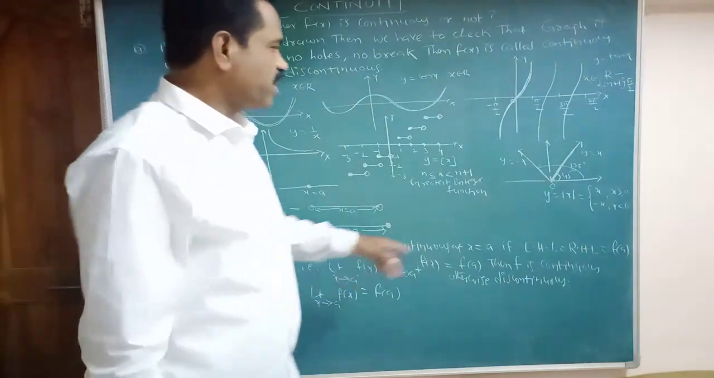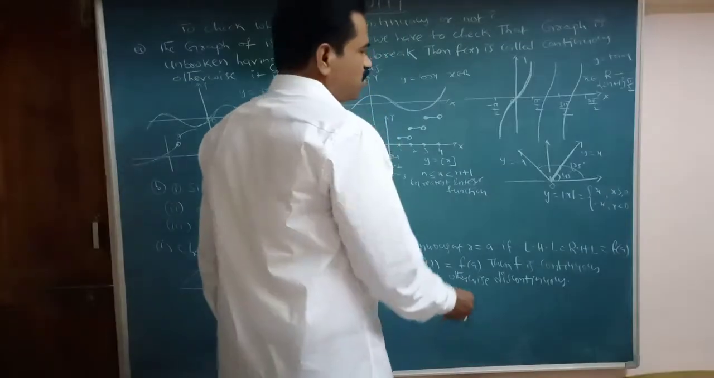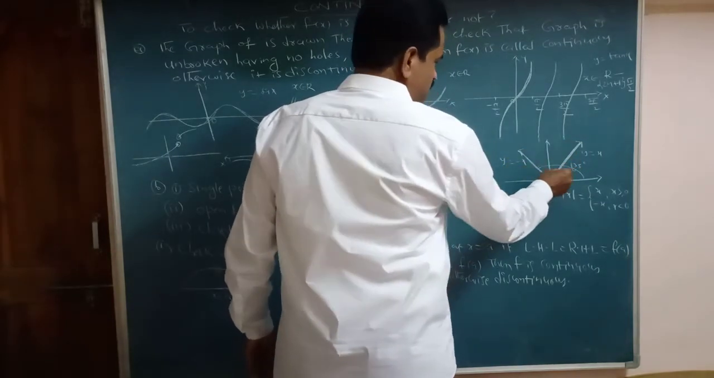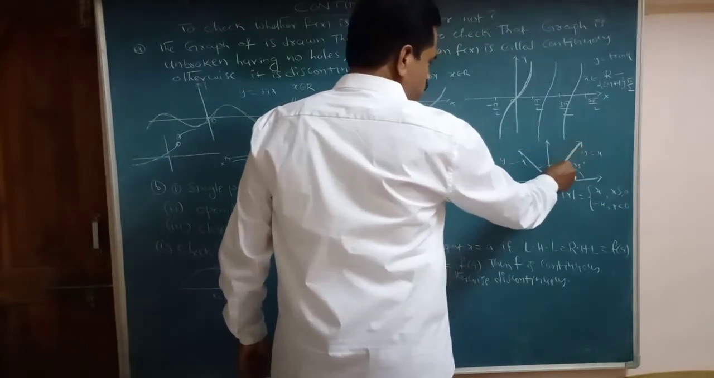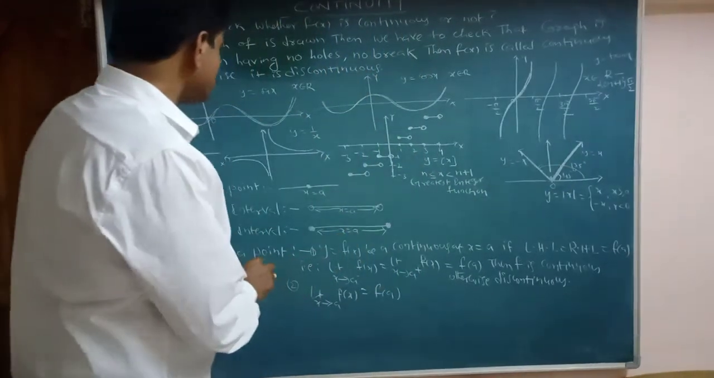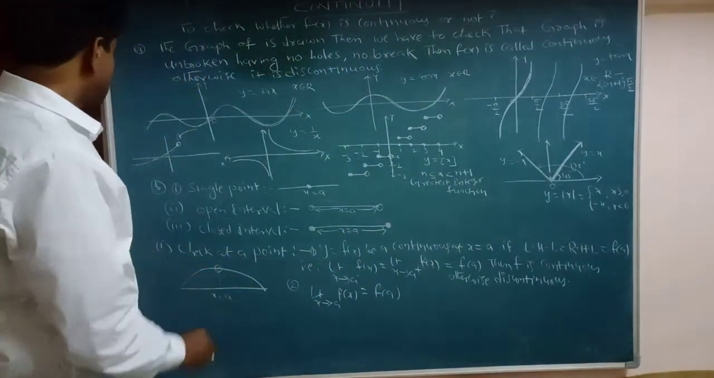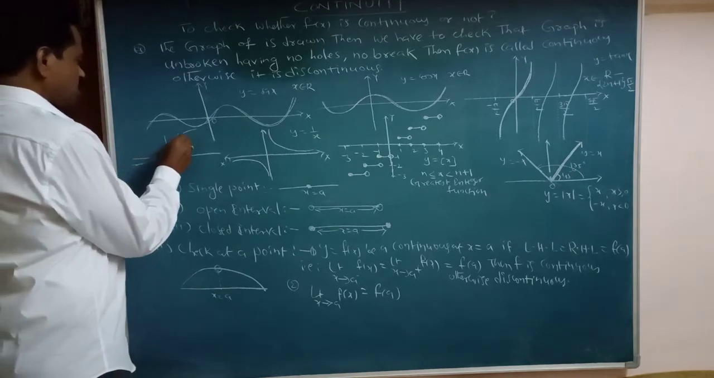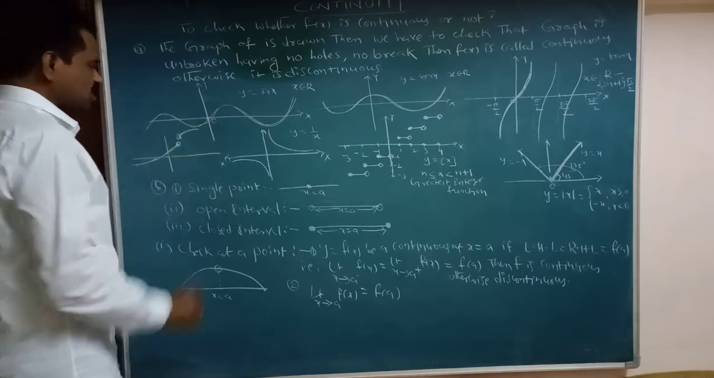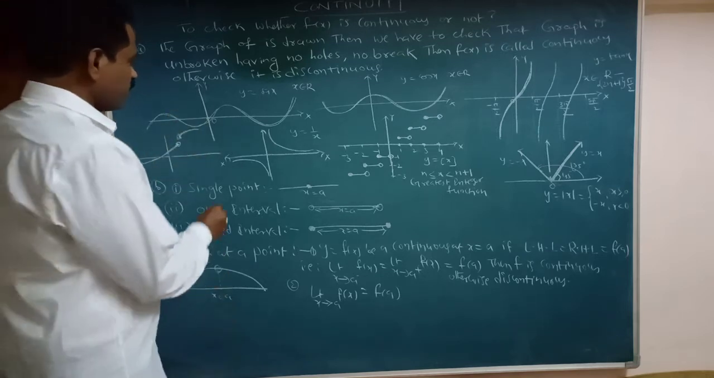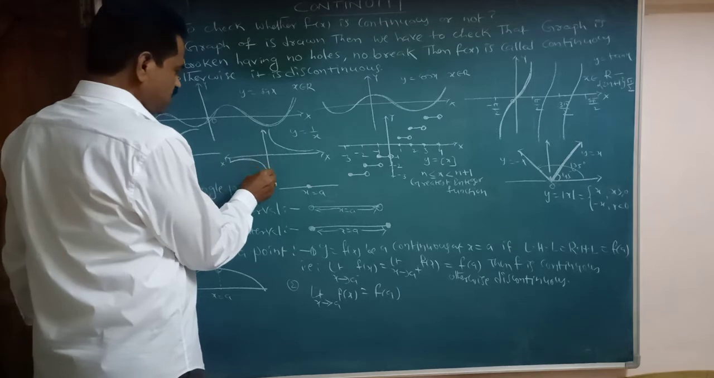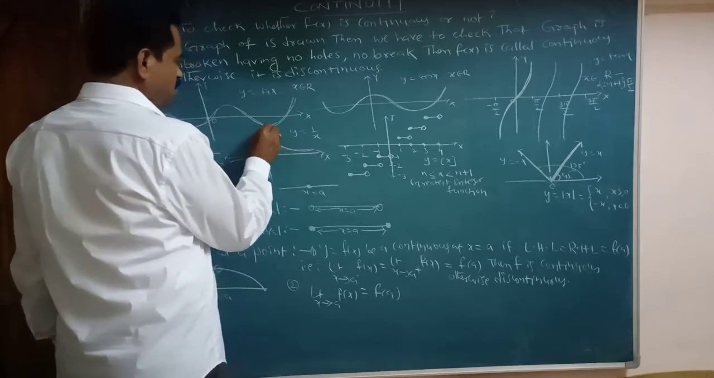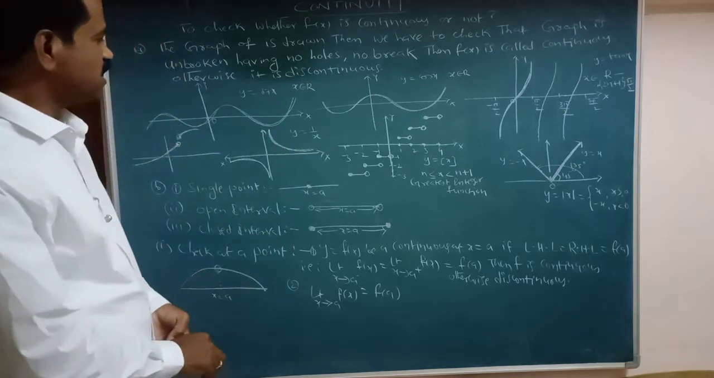Next, y equal to mod x. We know this is y equal to x and y equal to minus x. Then it is continuous. Now y equal to 1 by x: you observe here the graph is jumping, going to plus infinity and minus infinity. So this value is how much here? Not continuous. So it is discontinuous.